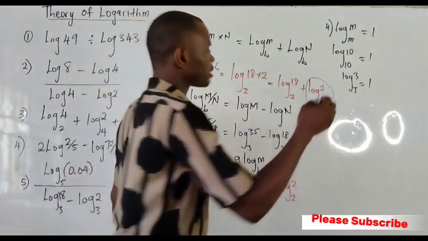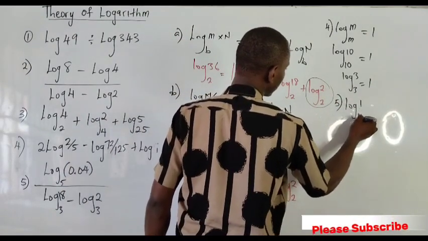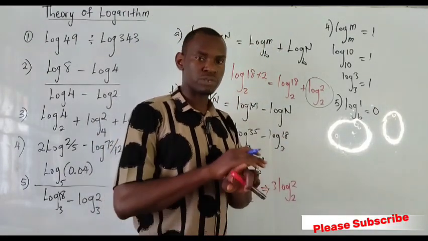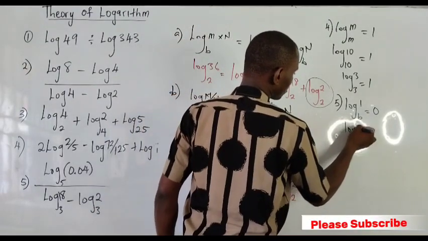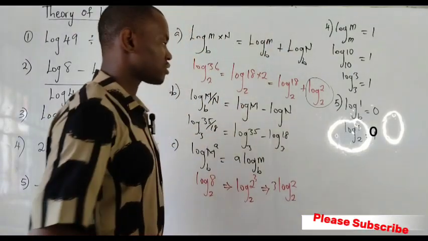Okay? Then the next we are looking at is that the logarithm of 1 to any base is equal to 0. So anytime you have the logarithm of 1, no matter what the base is, that value is 0. For instance, the logarithm of 1 base 2, what I have is 0.